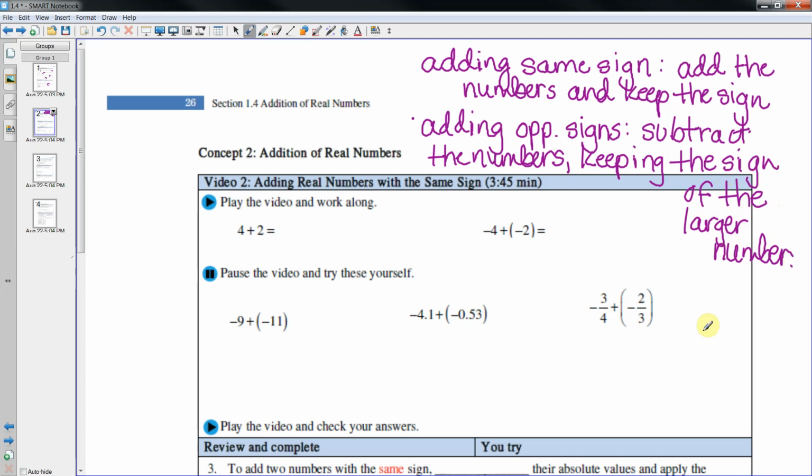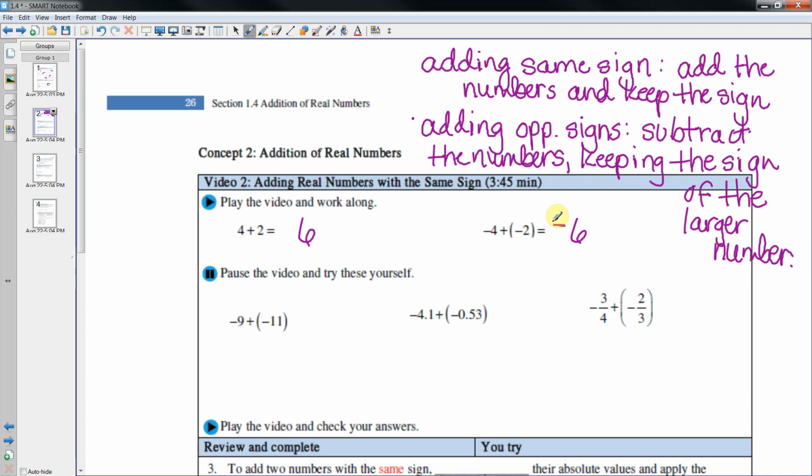Alright, so if we add the same sign, we're going to add the numbers and keep the sign. If we're adding opposite signed numbers, then we're going to subtract and keep the sign of the larger number. So if I have a 4 plus 2, don't make this hard. 4 plus 2 is going to be 6. It's the same 6 as you've always had. But if you have negative 4 plus negative 2, those are the same sign. They're 2 negative numbers. We're going to add them and get a 6. We're going to keep the sign that they have, which would be negative.